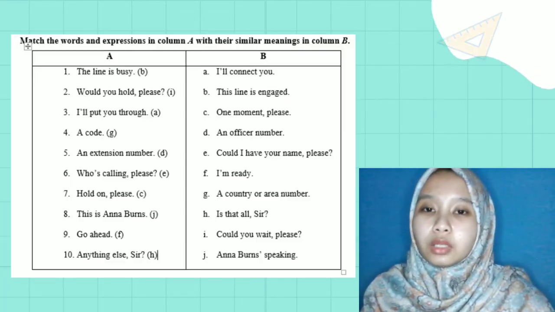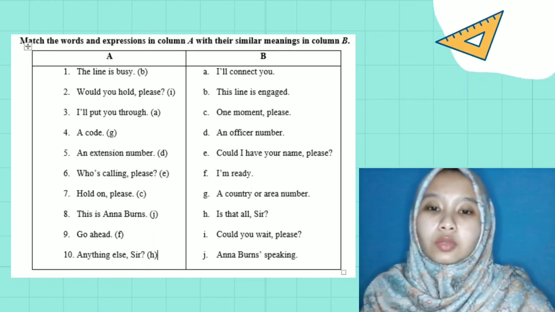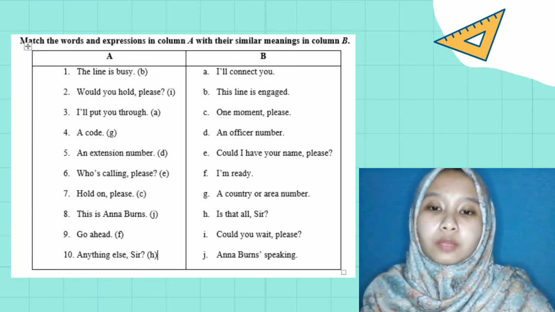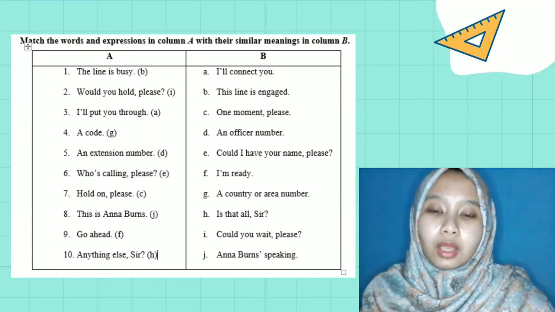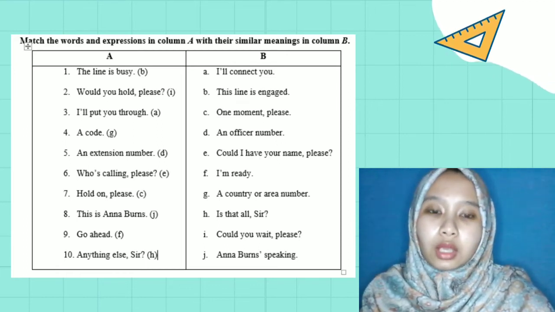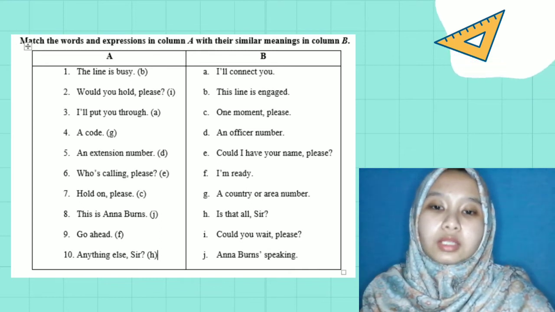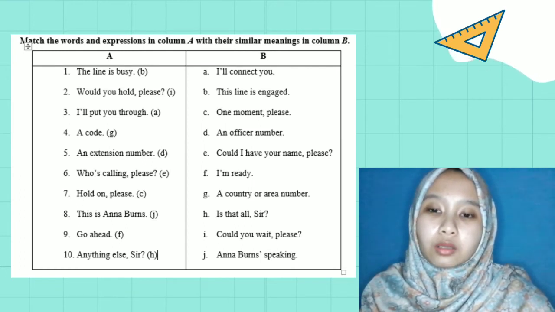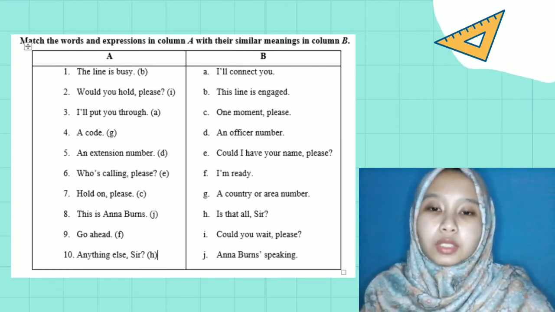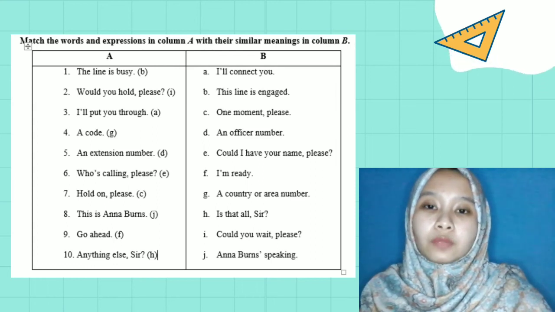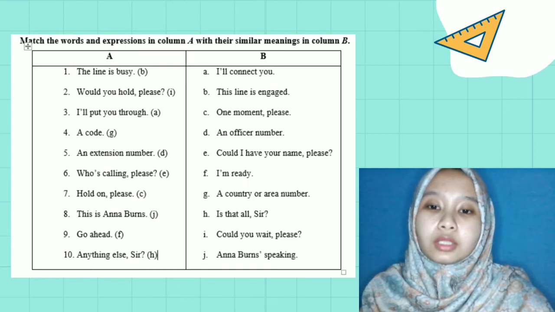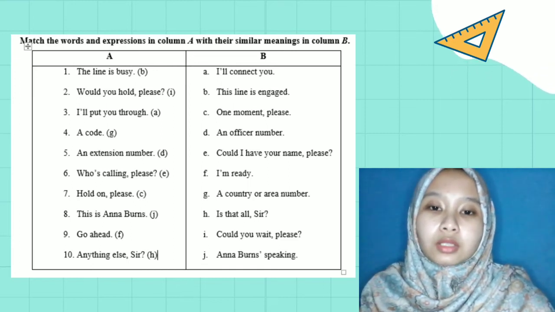For example, here I have 10 questions where the students have to match expressions with similar meanings. Column A contains expressions and column B contains similar meanings. Okay, let's see. The first question is, the line is busy. So students have to find out the similar meaning of the line is busy. The correct answer is B.